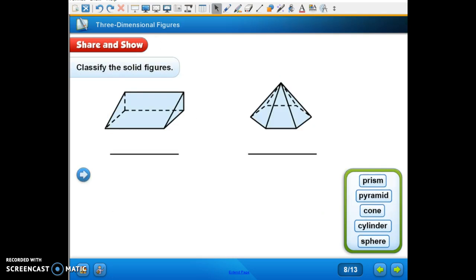Okay, we're going to classify these solid figures. Now, this is number 1 on your share and show on page 459. Does it have two bases? Yes, right. Here and here. Does it have lateral faces? Yes. So what are those called? Prisms. Okay, now this one only has one base and it has lateral faces. So what are those called? Pyramid. They come to that point at the top.